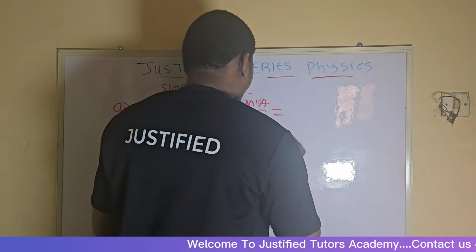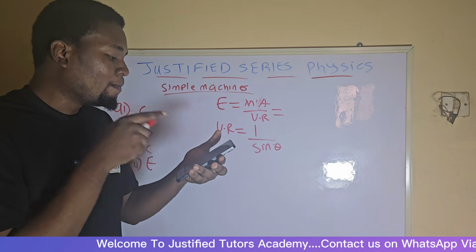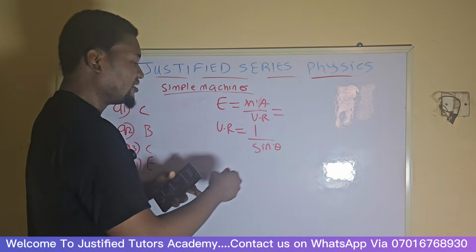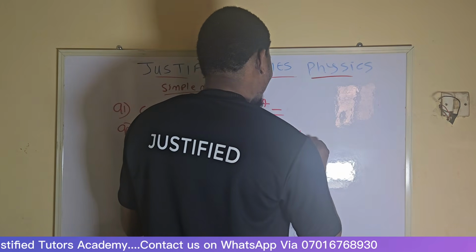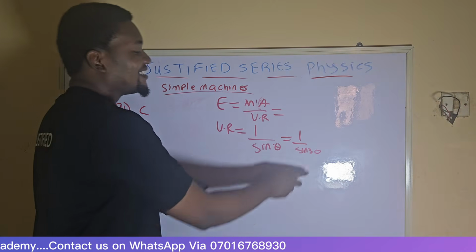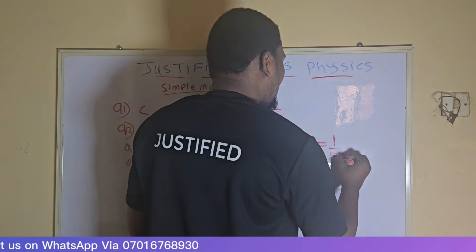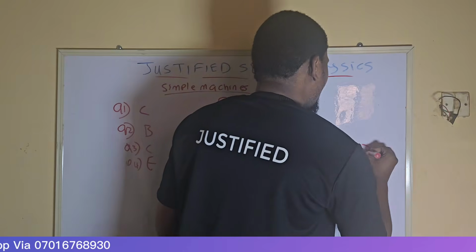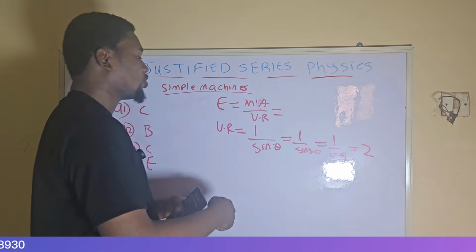But then, in the question, we were told that a plane is inclined at an angle of 30 degrees. So that is why we are having a 30 degree here. So to find our VR now, our VR will be 1 over sine 30. That is it. Are you getting me? And then sine 30 is 0.5. So it is 1 over 0.5. So 1 over 0.5 is 2. In case you don't know, it is 2. All these simple things are basic. So that is that on our VR.